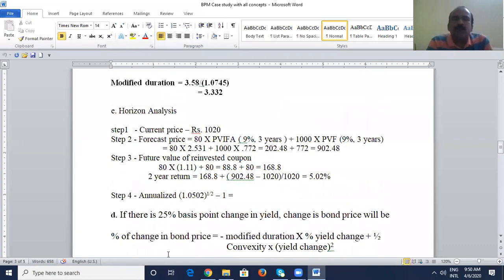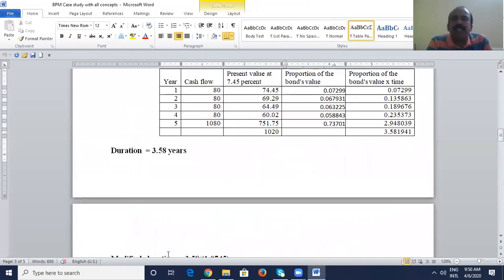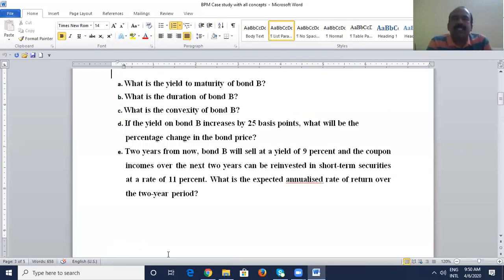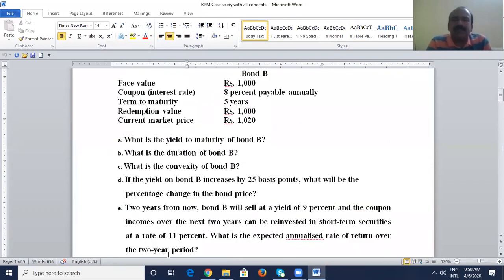It is a very important case study for section D. So your section D case study looks like this. Here, for yield to maturity, nothing is asked about whether it is the approximate or the exact one. So if nothing is asked, you should calculate the exact one.